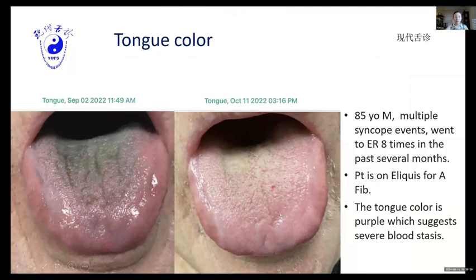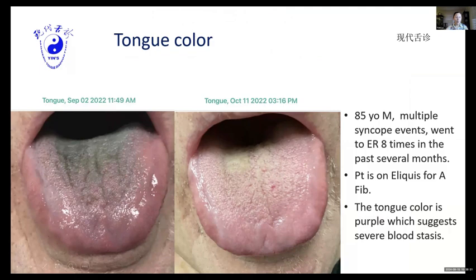This is an 85-year-old gentleman. His wife was my patient, and he had multiple episodes of syncope. He passed out, and he was brought to the ER 8 times. They did all the tests, all the imaging, and each time told him everything is okay. They have no idea what caused his syncope.